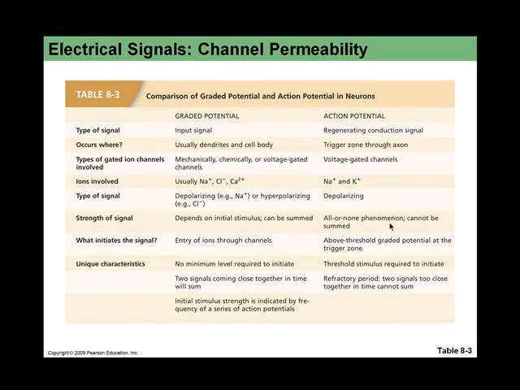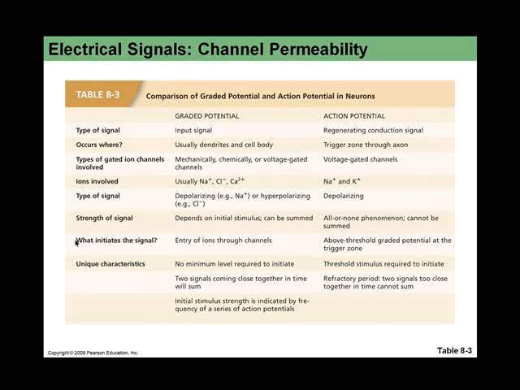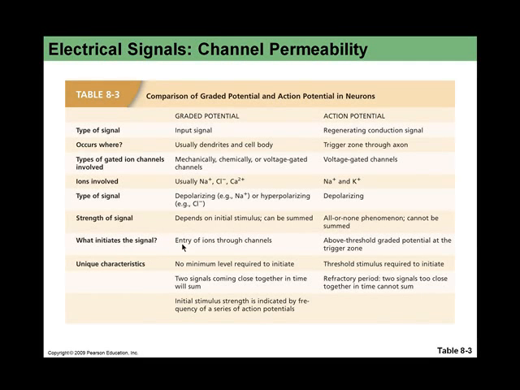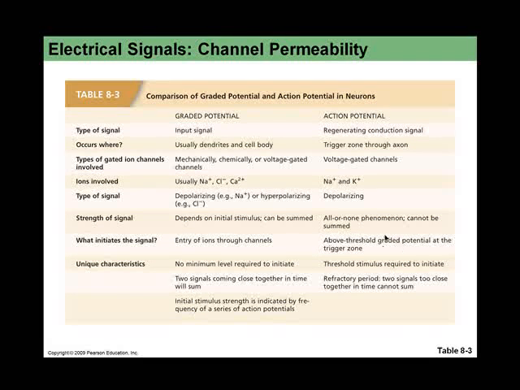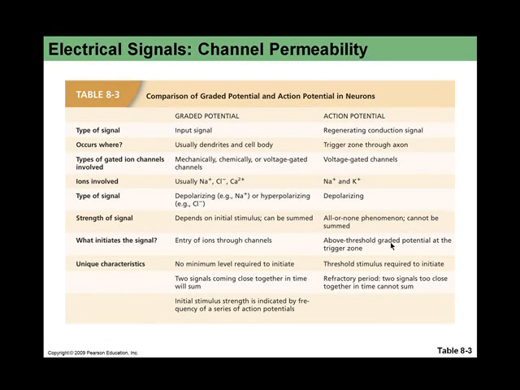We'll see how you can cancel it out through a type of axoaxonic inhibition, but let's just not worry about that at this time. So what initiates the signal? So the entry of ions through channels, and then of course there's going to be some threshold for the voltage-gated event. So the graded potential at the trigger zone is going to have to reach a certain point to impact a sufficient amount of the population of voltage-gated sodium channels at their highest concentration in the trigger zone.